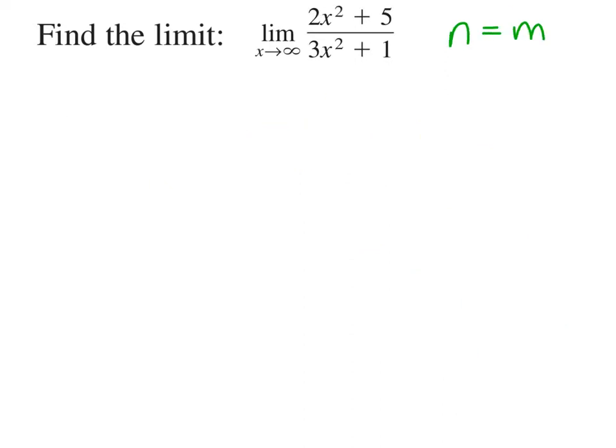Now let's try this example where n is equal to m. So I've got (2x² + 5)/(3x² + 1), and let's find the limit of that function as x approaches infinity. Same deal as last time, I'm going to divide both numerator and denominator by x². And you can probably already guess, if you know your horizontal asymptote rules, that it probably should go to y = 2/3, but let's just make sure.